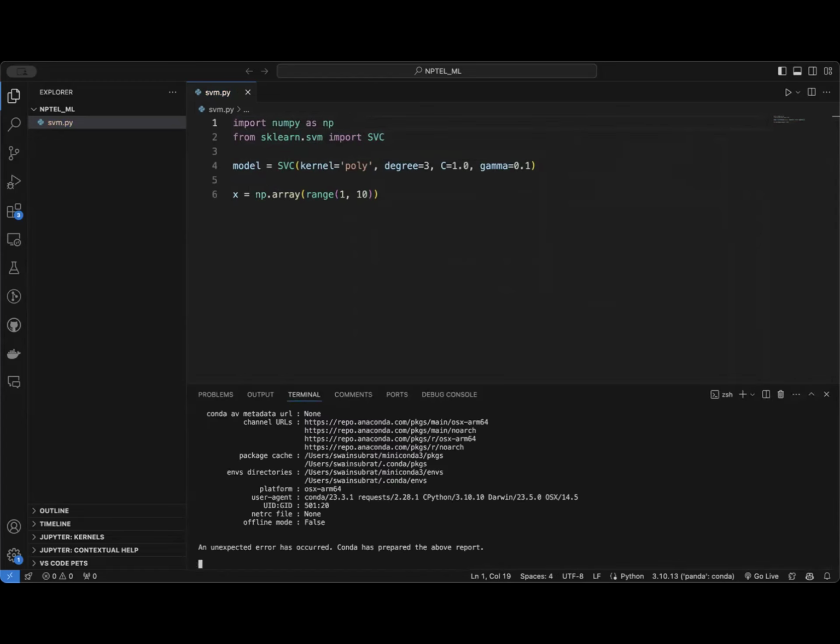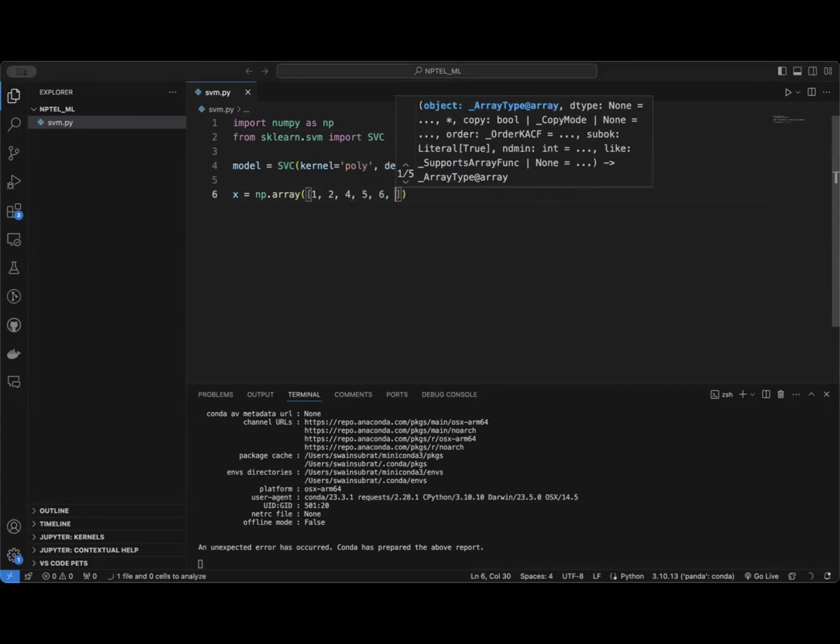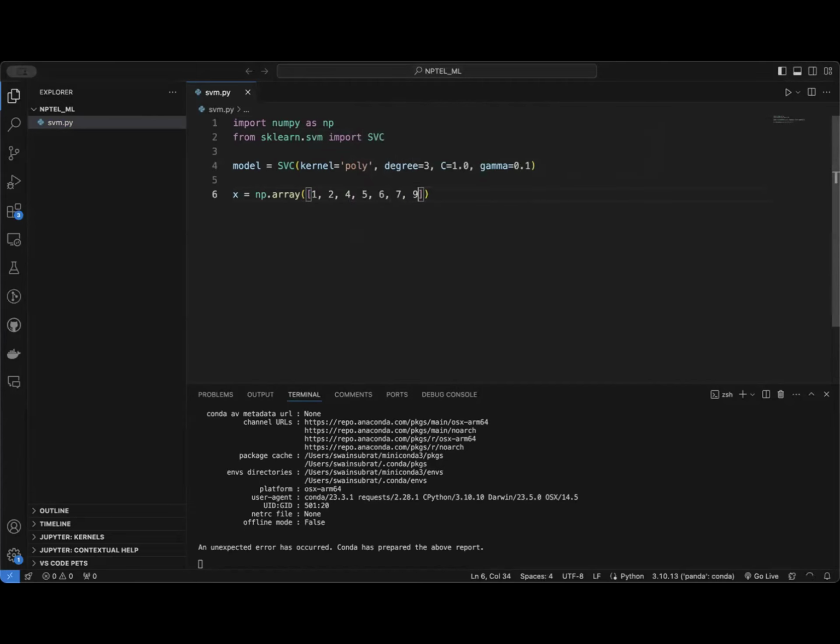Let me check. 4 and 8 are skipped in that. No, 3 is skipped, right? 3 and 8 are skipped. Okay, so we cannot use this. But then 1, 2, 4, 5, 6, 7. I think 8 is there. No, 8 is not there. 7, 9, 10. That would be X.